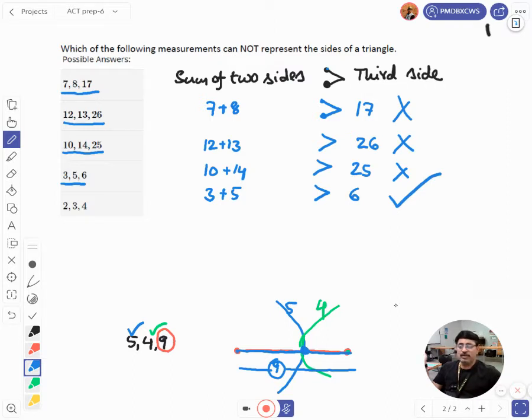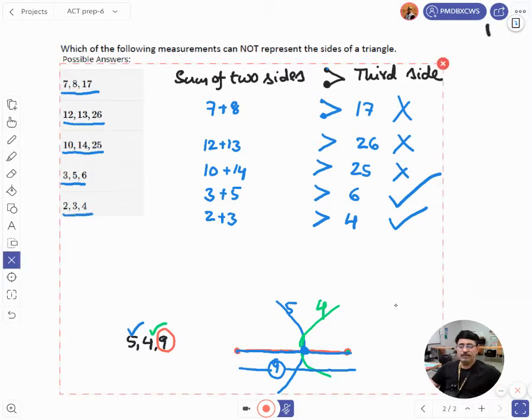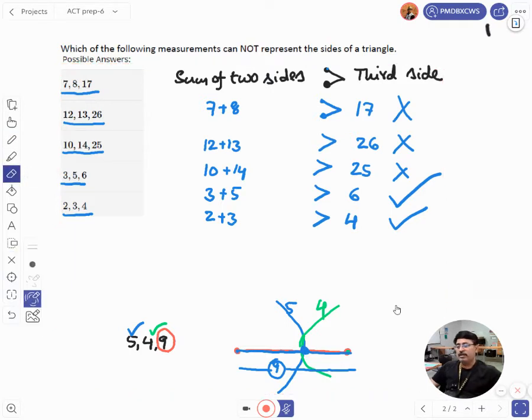Let's check the last one. 2, 3, 4. 2 and 3 are the two shortest sides. Is it greater than 4? This also is yes. Now we have two options. Which one to choose? Let me take the eraser quickly. Then we have to double check which is the right answer.